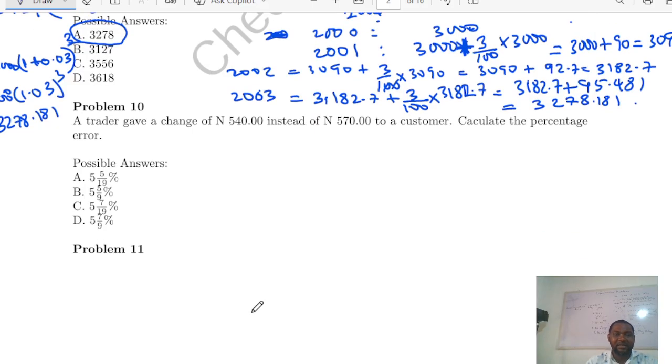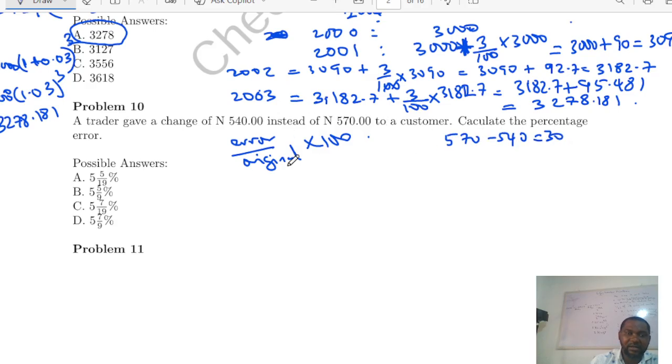Okay, number 10 says a trader gave a change of 540 naira instead of 570 naira. Okay, so instead means that's the real thing, that's the original. Calculate the percentage error. That's very simple. Percentage error will be the error over the original, always over the original, then multiply by 100. You either say original or the initial amount. Okay, so the error is to subtract. That means 570 minus 540, that is 30. So this is going to be 30 divided by the original. What it is supposed to be is 570. Kindly note that. Then multiplied by 100, right?